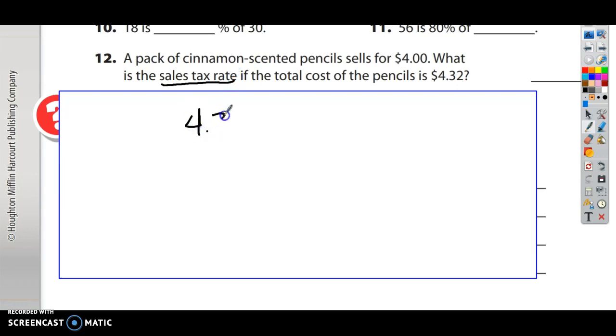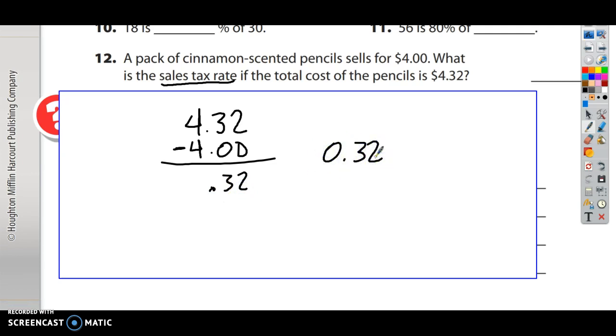If the pencils were $4.32, well, they're actually 4, but if you paid $4.32, how much in tax did you pay? Well, $4.32 minus 4 is 32 cents. So you paid 32 cents in tax. That's how much you paid. Well, it's 32 cents out of how much? It's 32 cents out of $4.